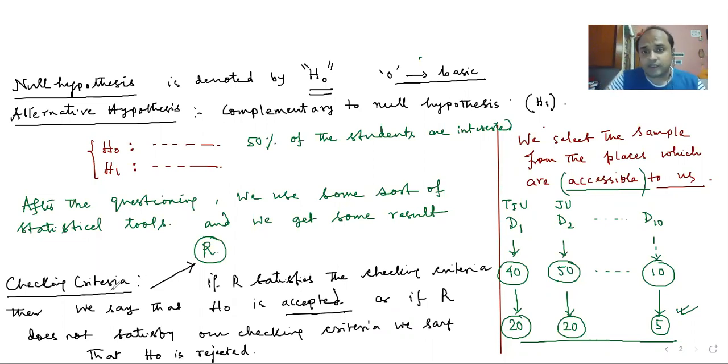Now, if you ask me what that checking criteria is, I must say that this checking criteria is predefined. It is a kind of formula which you will try to correlate with your result R. Okay, there are some ways by which that can be done.